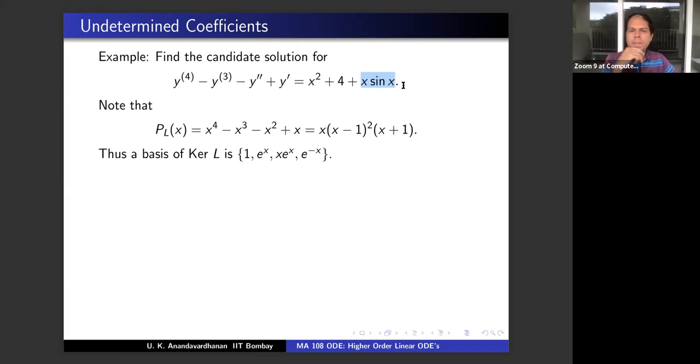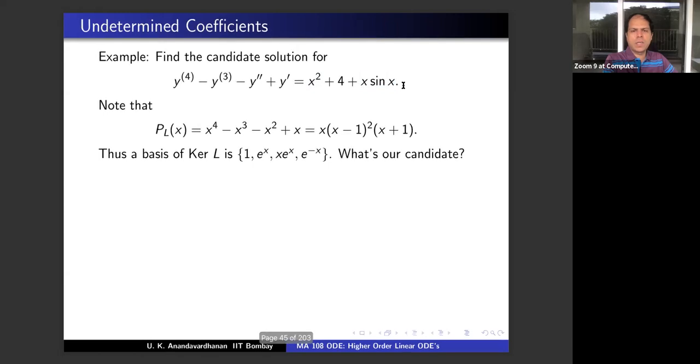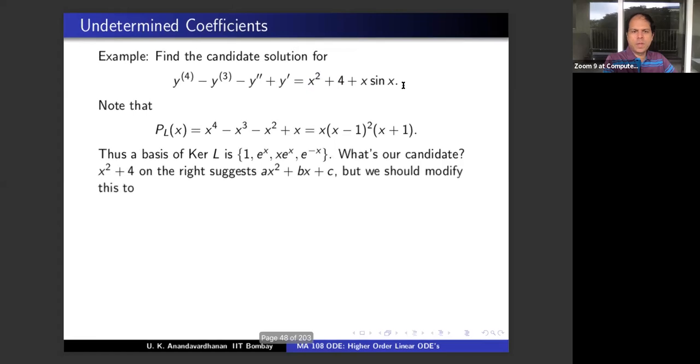Candidate will be Ax sin x plus bx cos x, that is x times (a sin x plus b cos x). So let's see, candidate will be x square plus 4 suggests a general quadratic polynomial, but we should modify by multiplying by x because a constant function is there.